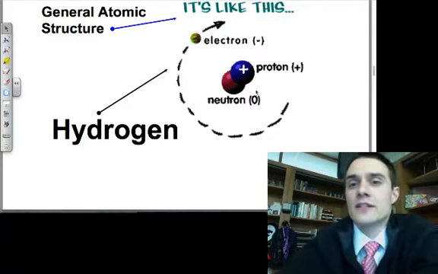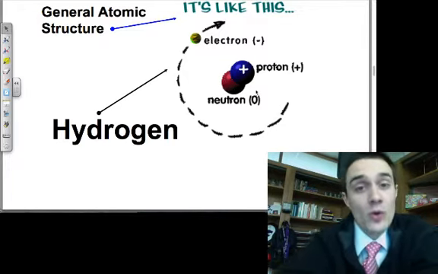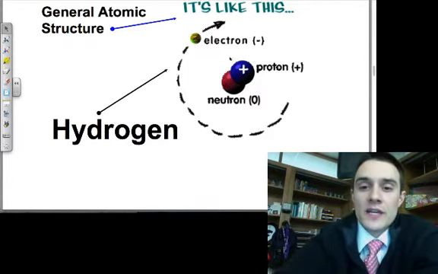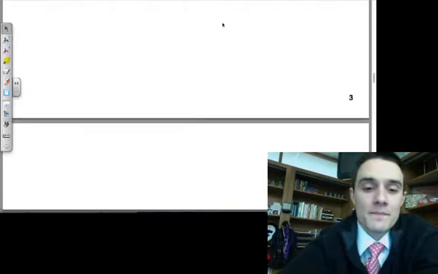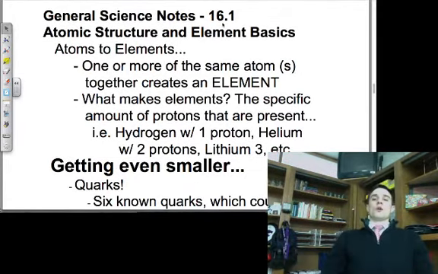Notice that hydrogen has an atomic number of 1, which means it has 1 proton. And if you have 1 proton, you also have 1 electron. The numbers of protons and electrons equal each other. Here would be considered the nucleus, where the neutron and the proton are located right next to each other, and the electron moves around the outside of the nucleus. Pretty simple stuff, atomic structure and element basics.